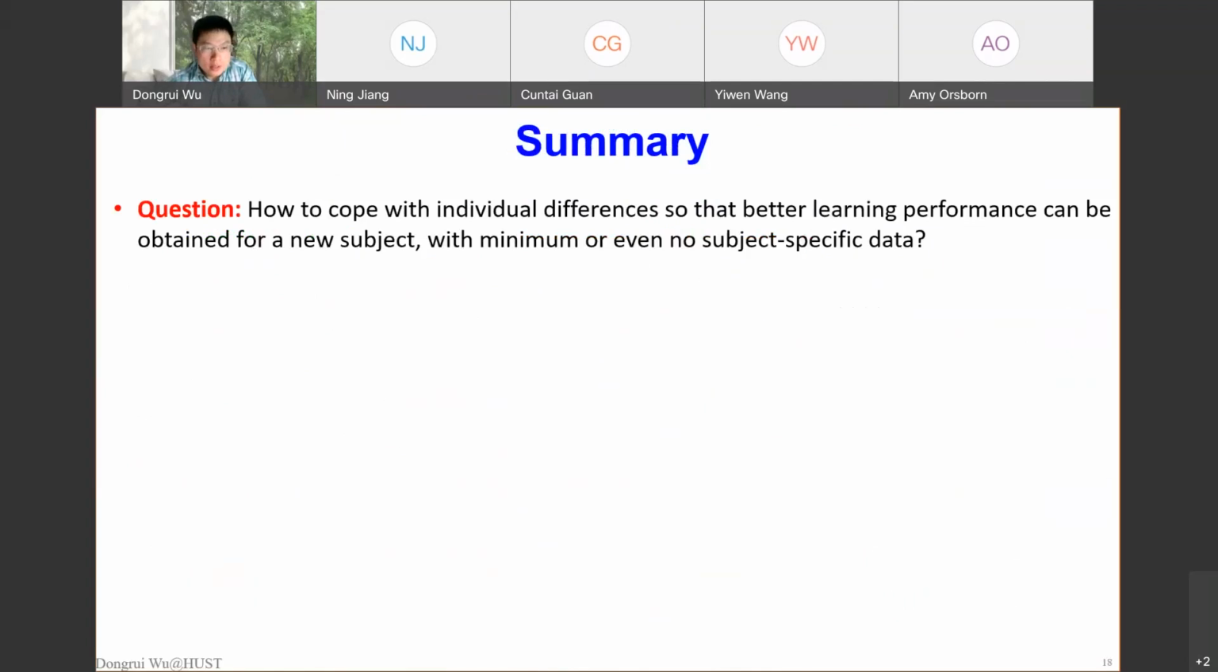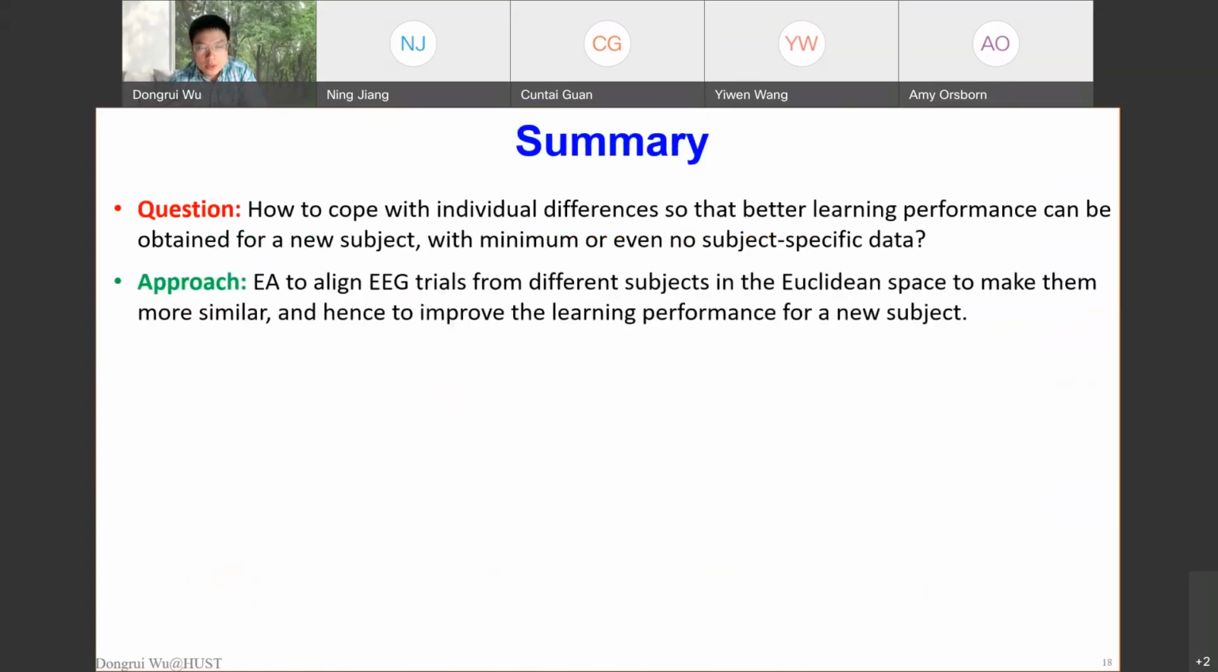In summary, the question we are considering is how to cope with individual differences so that better learning performance can be obtained for a new subject with minimum or even no subject-specific data. Our approach is to use Euclidean alignment to align EEG trials from different subjects in the Euclidean space to make them more similar and hence to improve the learning performance for a new subject.